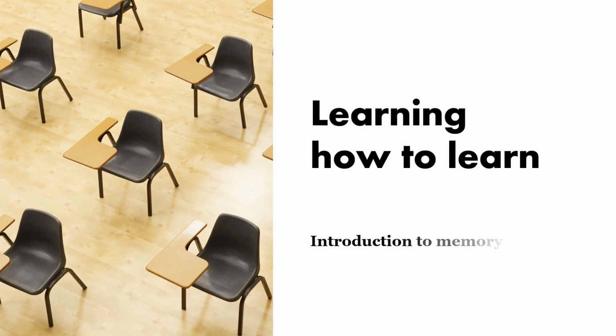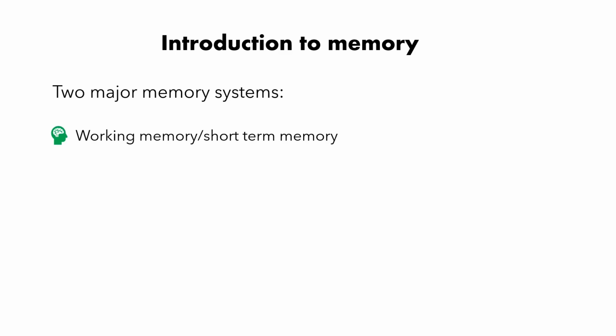In this lesson, we are going to look at memory and learning. First, we are going to introduce the memory part, introduction to memory. We need to know what memory is and the types of memory which we possess. There are two major memory systems which we have. The first one is the working memory or the short-term memory. And the second one is the long-term memory.